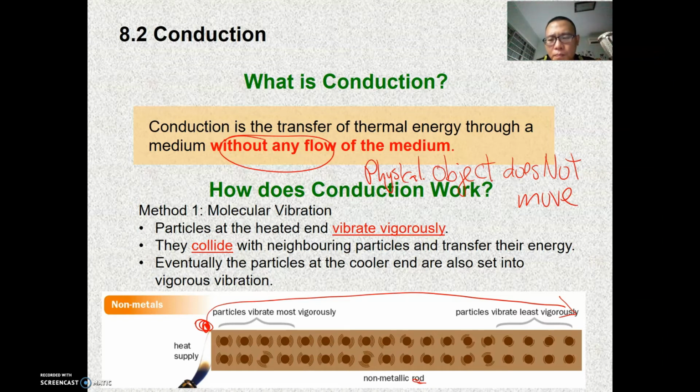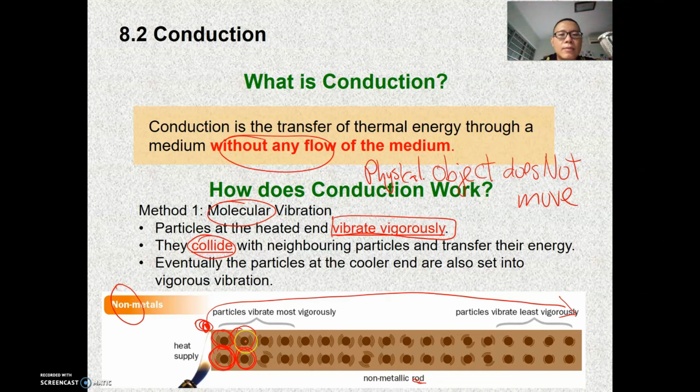Conduction is tagged to the medium, the type of object. We have the first object, which is non-metal. For non-metal, how is conduction achieved? It is by molecular vibrations, whereby the particles and molecules, when heated at one corner, gain energy and start to vibrate vigorously. Because they vibrate vigorously, there will be collisions. They collide with the neighboring particles, and when they collide, the energy is transferred.